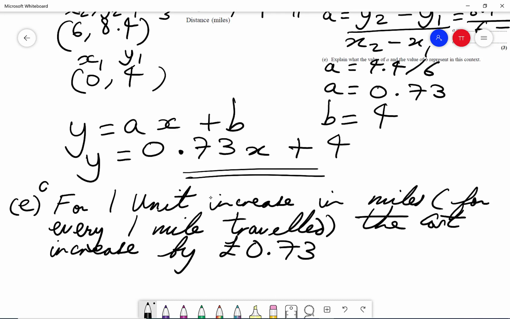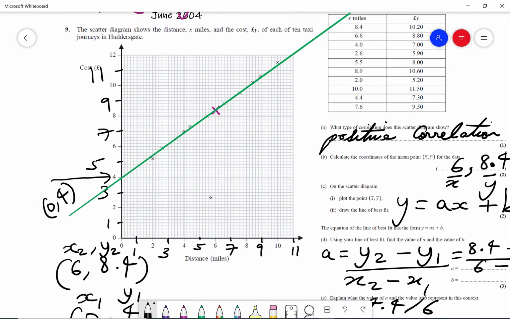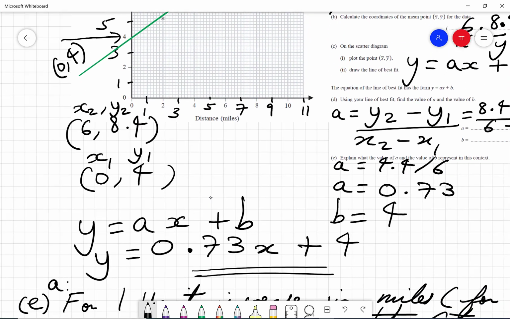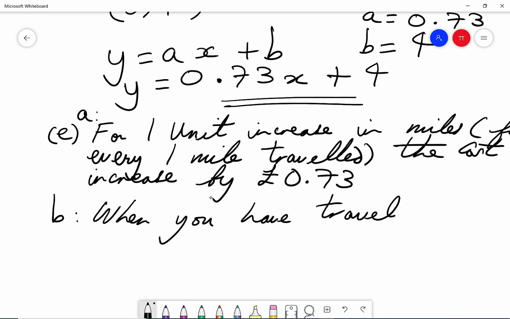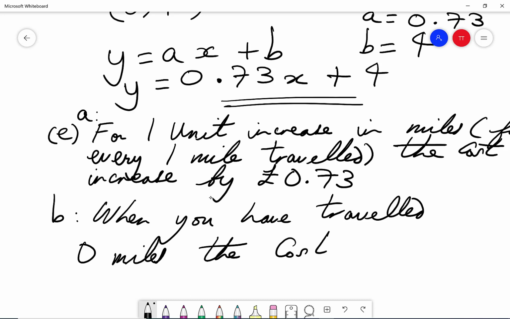Now, that's what a is, the gradient. Now, if you want to interpret the y-intercept, so if you go to our scatter graph here, it cuts the y-axis at 4. That's when the distance is 0. So we can say, when you have traveled 0 miles, the cost is £4.